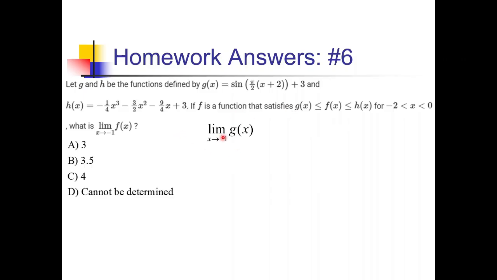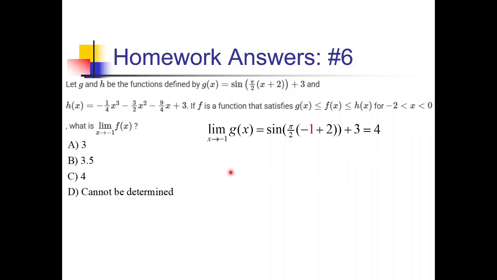That's plugging -1 into this sine function here. So we have sine of pi over 2 times (-1 plus 2), all of that plus 3. So this is really just 1 times pi over 2, so this is sine of pi over 2. Sine of pi over 2 is going to be 1. And then 1 plus 3 is going to be 4. So that all comes out to 4.